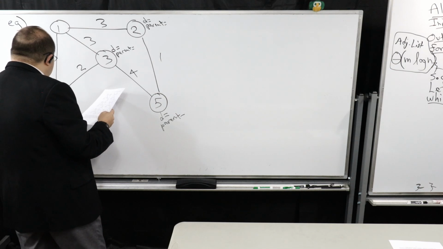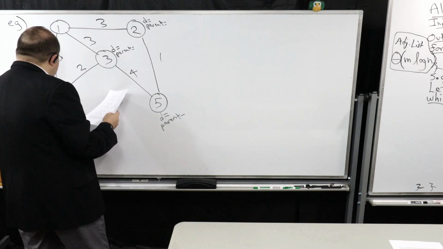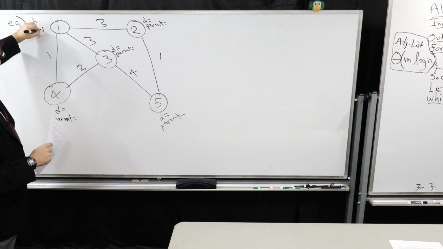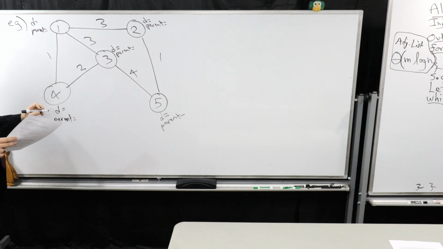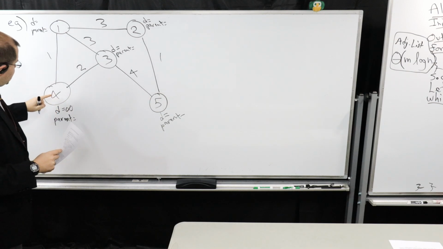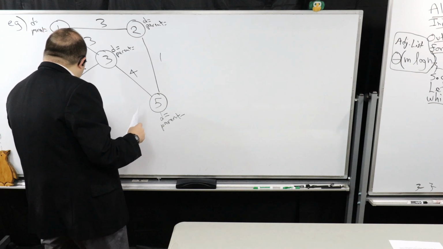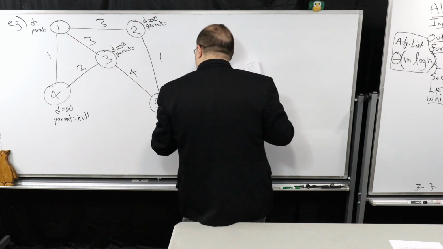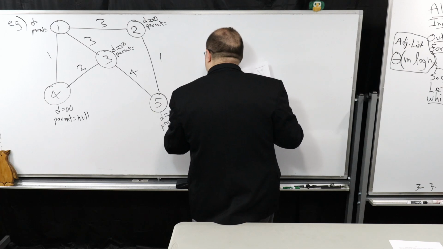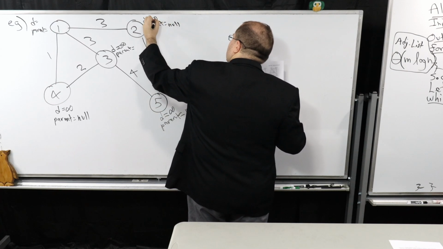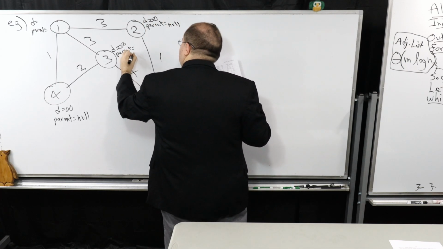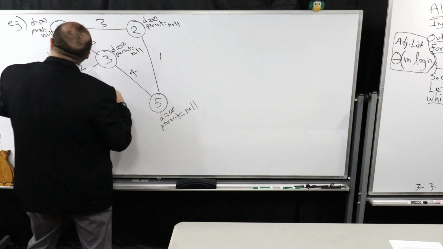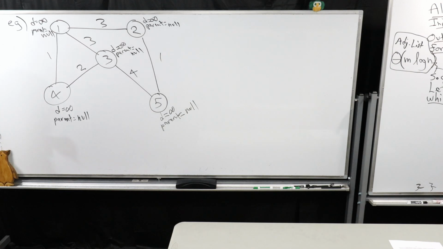There, I got all my D's and parents. When this starts off, I'm going to assume that the D's are all infinity, and the parents are, in fact, null at the beginning. Remember, that's what the first loop does in Dijkstra.